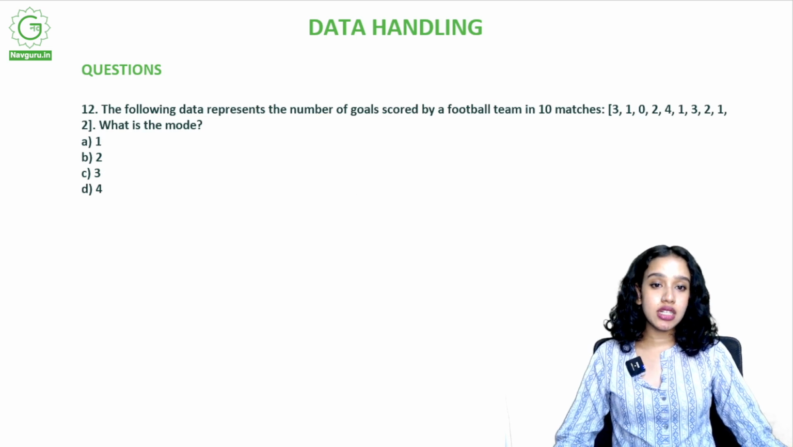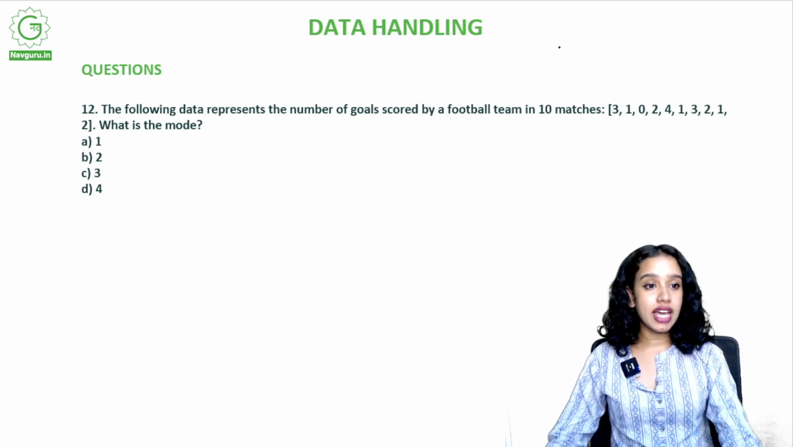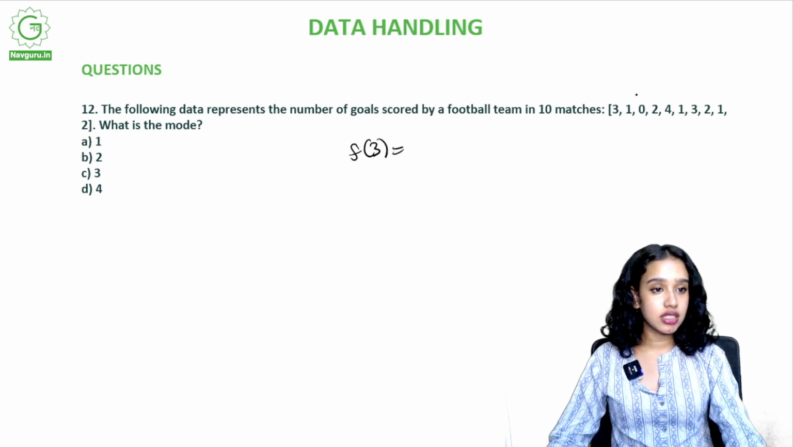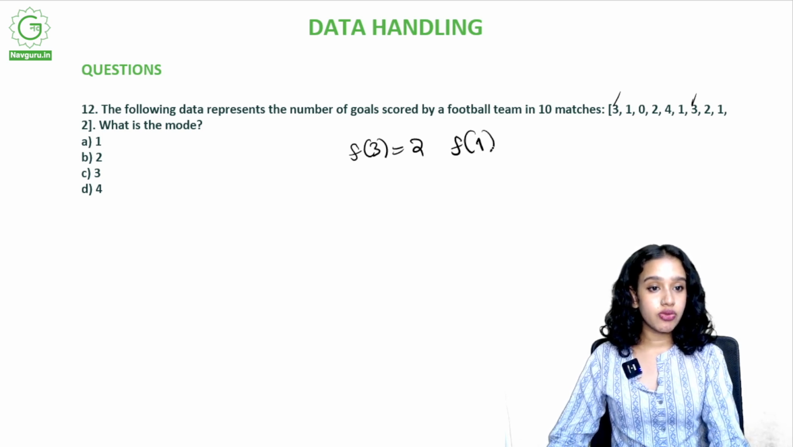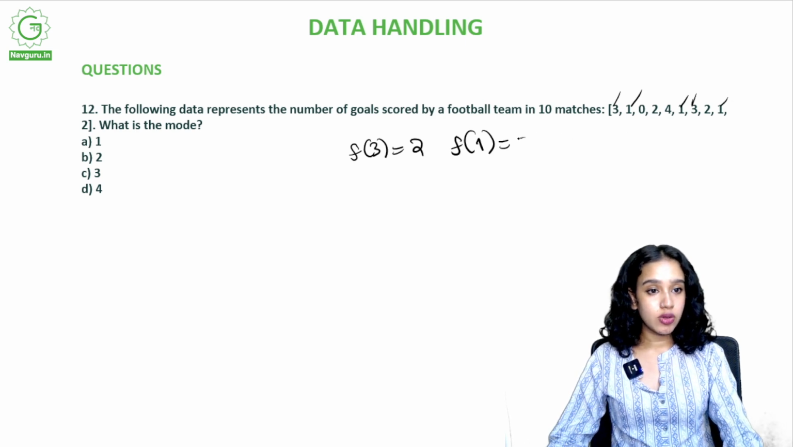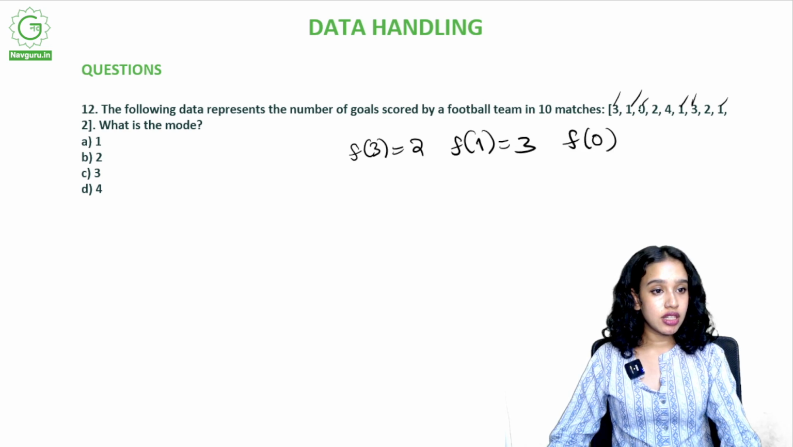The following data represents the number of goals scored by a football team in 10 matches. What is the mode, right? So, let's see, what is the frequency of 3 appearing in the data here? We have 1, 2. So, frequency of 3 is 2. Now, what is the frequency of 1 appearing here? We have 1, 2, 3. We have 3. What is the frequency of 0 appearing here?